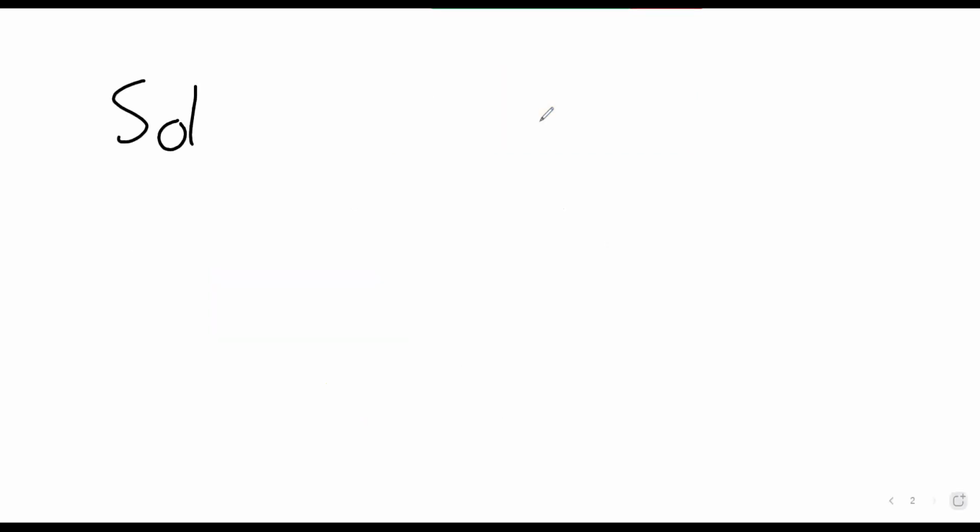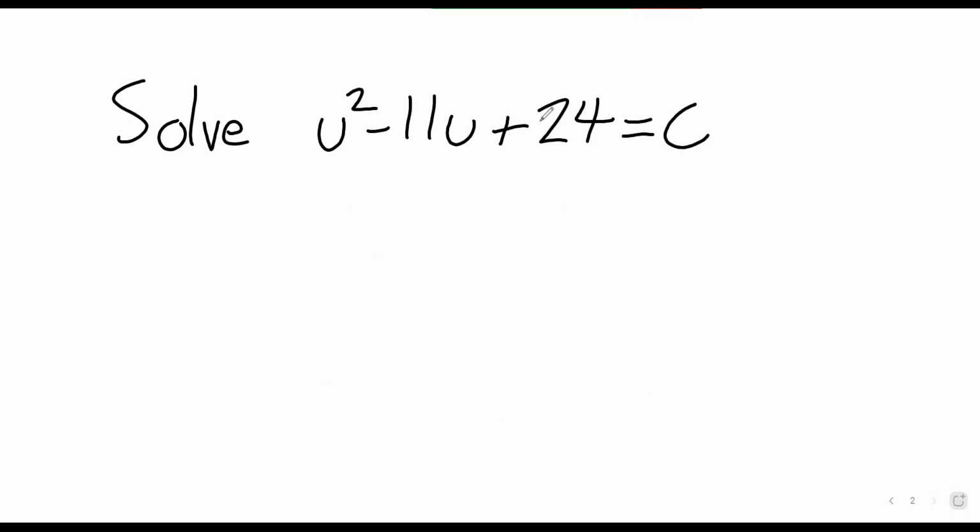So now we just solve u squared minus 11u plus 24 equals 0, using the technique of your choice. Quadratic formula or factoring are your two best options. I'm going to solve this by factoring.